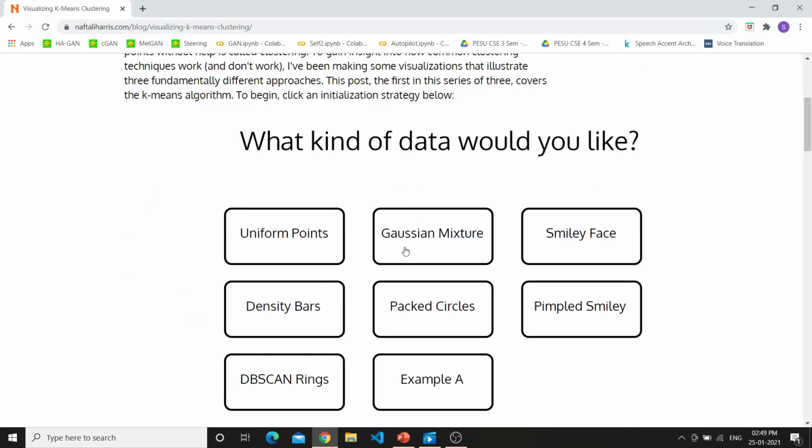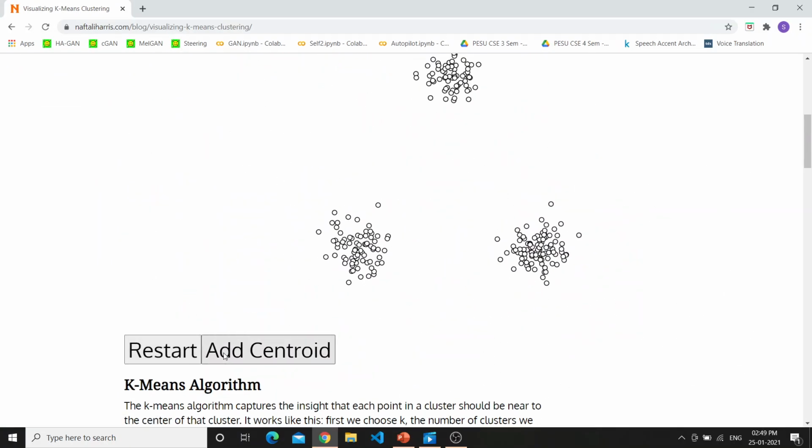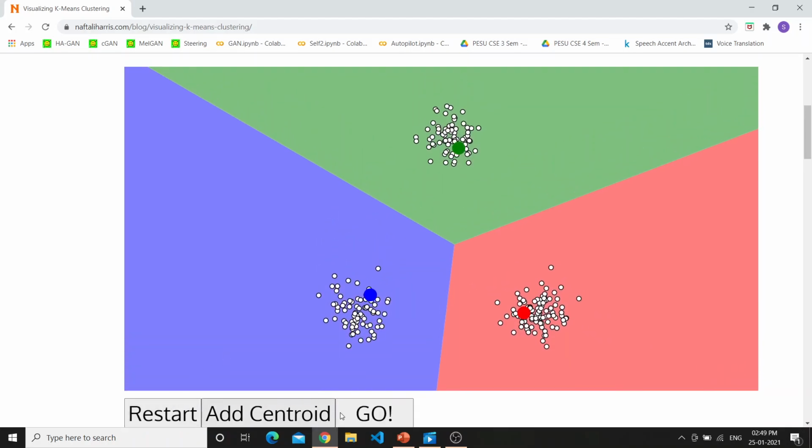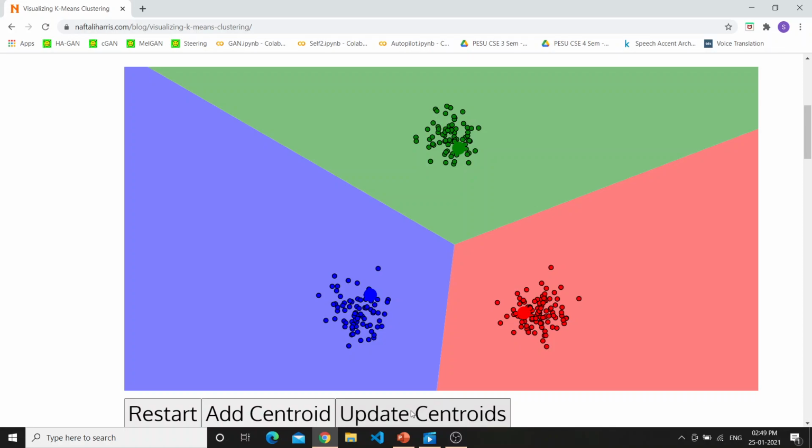I'll add another one, another one. So you have 3 centroids right now. First, it's going to classify each point into the closest centroid. So this is what happens here. It's assigning each point to a centroid.